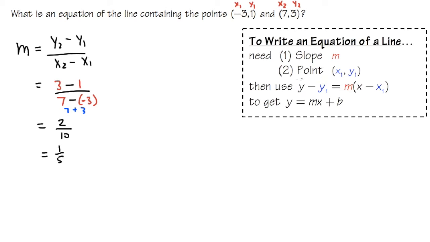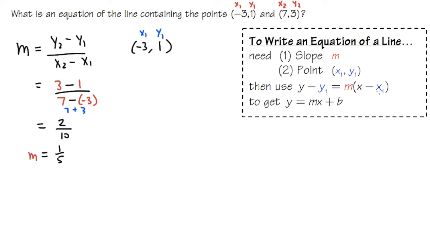Then I'm going to pick a point. As you can see, we are given 2 points, and it doesn't really matter which one you want to use. But since I labeled this as x1, y1, let me keep the same label. Let me use this right here. So the point that we want to use is (-3, 1). And you see this right here is the m value, the slope, 1/5. And then this is the x1, and this is the y1.